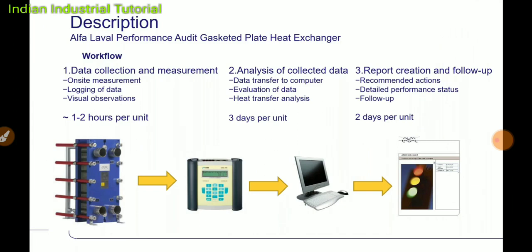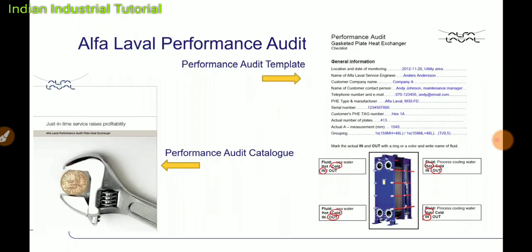This is what happens in the workflow. You can see we collect the data and measurements with our equipment, with your heat exchanger in working condition, analyze the collected data and give the report to you. This report will look like this: on the right side, information with the serial number, what kind of grouping is there in the heat exchanger, the length, the actual number of plates, and then it is compared with the original design of the heat exchanger. And then we suggest the percentage of efficiency the heat exchanger presently has and what to do further.